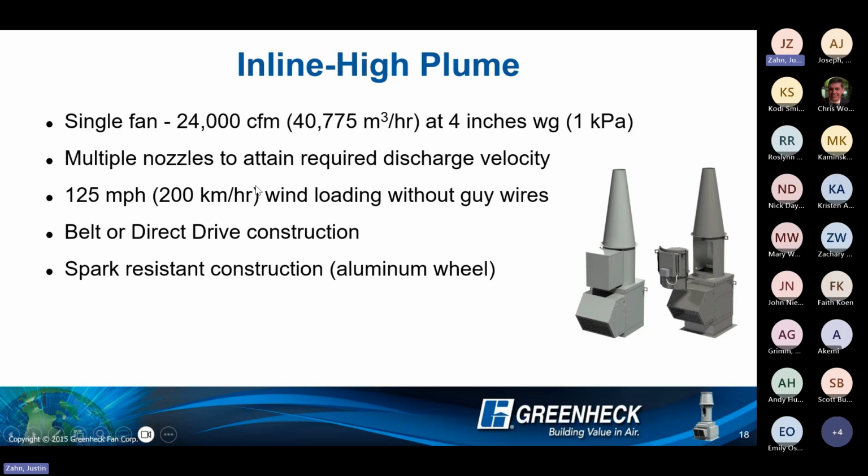These fans are capable of doing right around 24,000 CFM up to about 4 inches of pressure. Okay, so they are built for smaller jobs. Again, still 125-mile-an-hour wind load rating without guy wires, and then we can offer belt or direct drive construction. The direct drive construction here is going to be this image off to the right. That is actually fairly new to the industry when it comes to these small of laboratory fans. And this really sets Greenheck apart in a lot of different ways from the industry, just because a lot of competitors cannot offer this small of an inline high plume laboratory exhaust fan in a direct drive assembly.